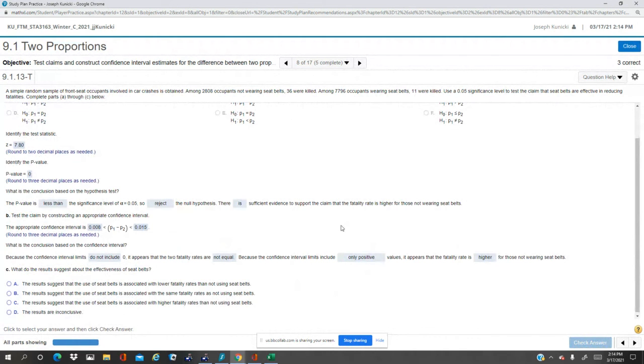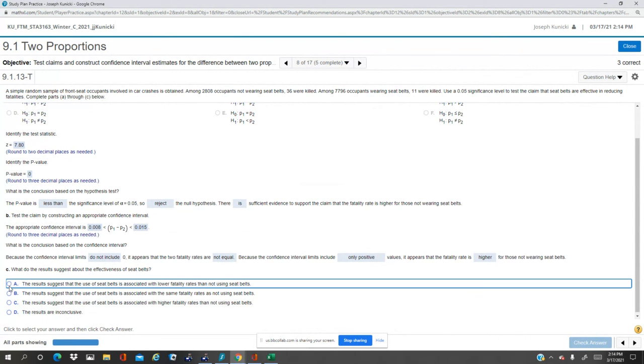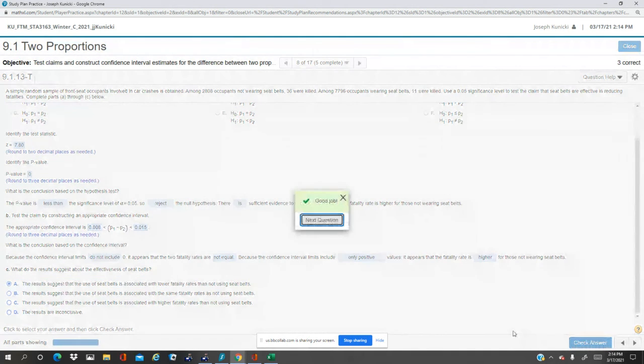Oh, one more question. C. What do the results suggest about the effectiveness of seatbelts? Well, we just answered that in the previous part. It's lower fatality rates. So it's number A, letter A.